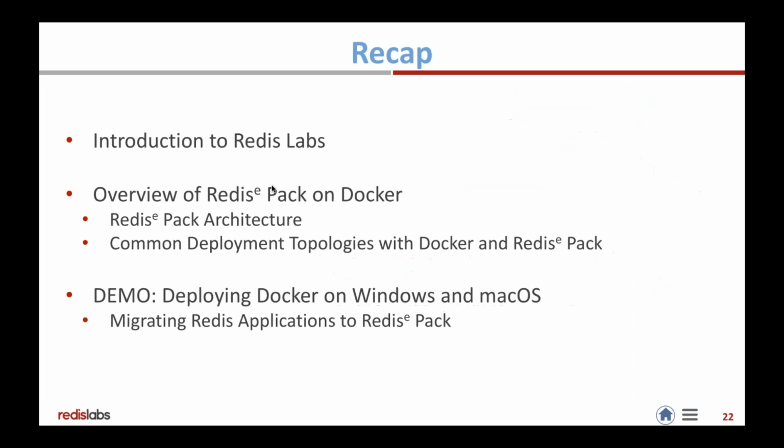So I want to quickly recap here what we talked about. We talked about the company, Redis Enterprise platform, and how our products are formed around the cloud and on-premise deployments. We talked about the architecture of Redis Enterprise and how the Docker architecture looks like. We looked at the cluster architecture, the node architecture, and the shard architecture, which is based on the Redis open source but is extended. We looked at common topologies when deploying Docker with Redis Enterprise Pack.